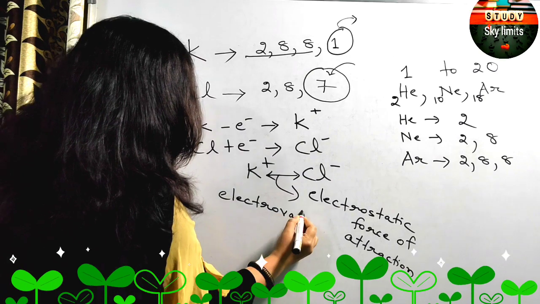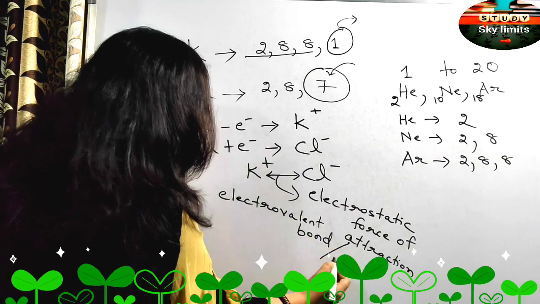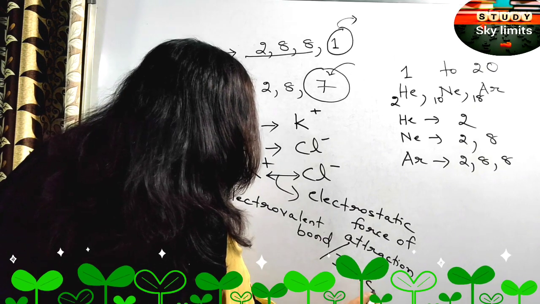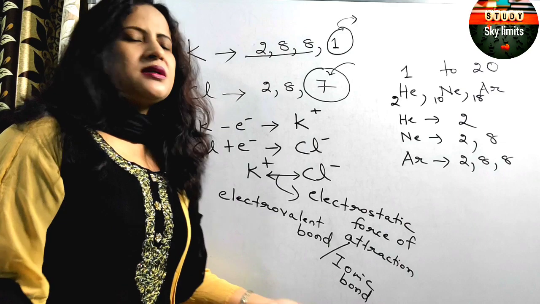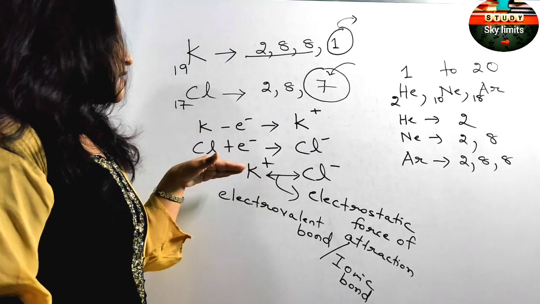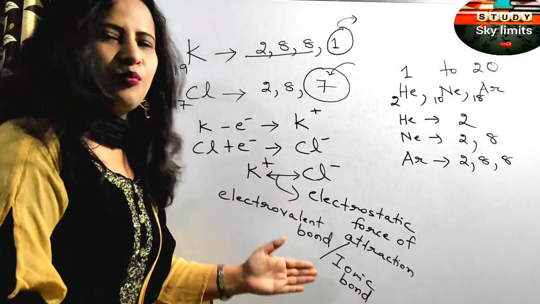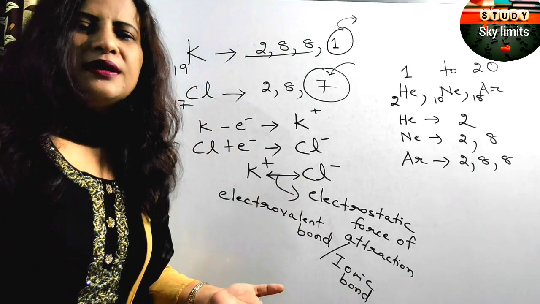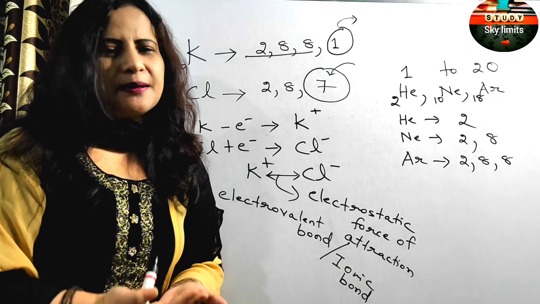Electrovalent bond, or the other name is ionic bond. Why the name ionic bond? Because it's the bond existing between two oppositely charged ions, and is also named as electrovalent bond. And the speciality of this bond is that here basically the actual transfer of the electron is taking place.